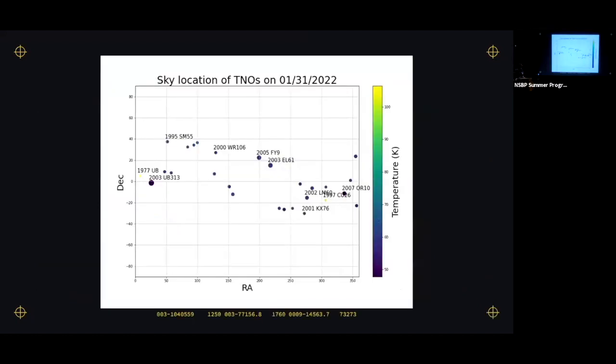Here we can also see a different plot of the TNOs that made the cuts specifically. The size of the individual dot is relative to the diameter of the TNO, and the color is representative of the temperature of the TNO. So the hotter, the brighter, the easier it is to see, and the larger, the easier it is to see.